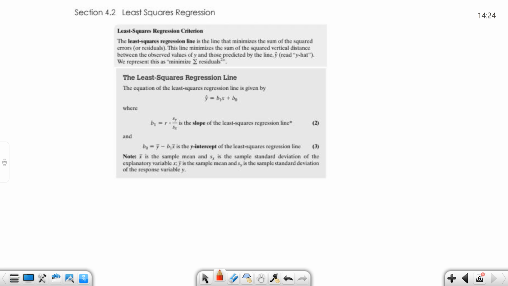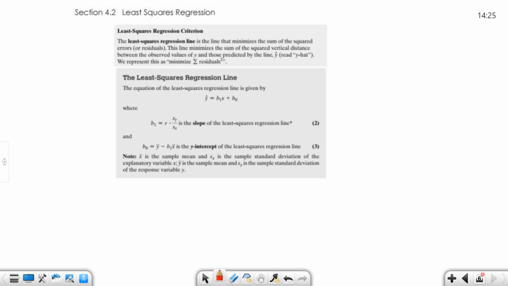The least squares regression line is the line that minimizes the sum of the squared errors, or what we call residuals. All right, and that's sort of like when we had standard deviation, how far something is from the mean. This is a little more complicated because it's a line, but if you take a line and you figure out the distance back to that line, it's basically minimizing the total distance of all the points from the line.